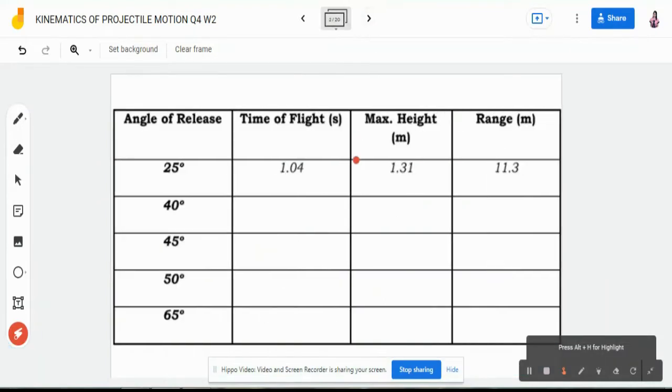So we have here a table. On the first column, ito yung iba't ibang angle of release. The second column, ito yung time of flight. The third column, the maximum height, which is measured in meter, and the range which is also measured in meter. So doon sa ating sample problem, 25 degrees yung ating given, right? And doon sa sample sa inyong module, nahanap na natin yung time of flight, the maximum height, and the range. So, question, paano ba natin kinocompute yung time of flight, yung maximum height, and yung range?